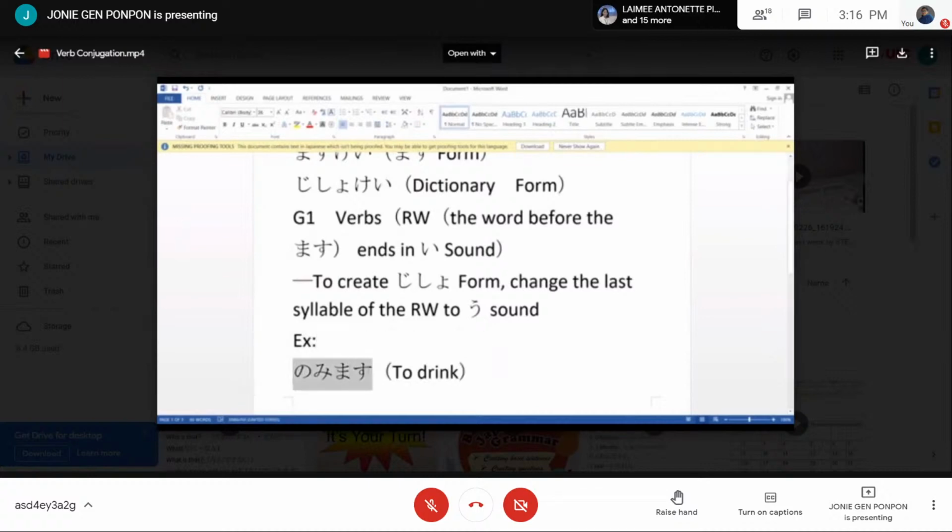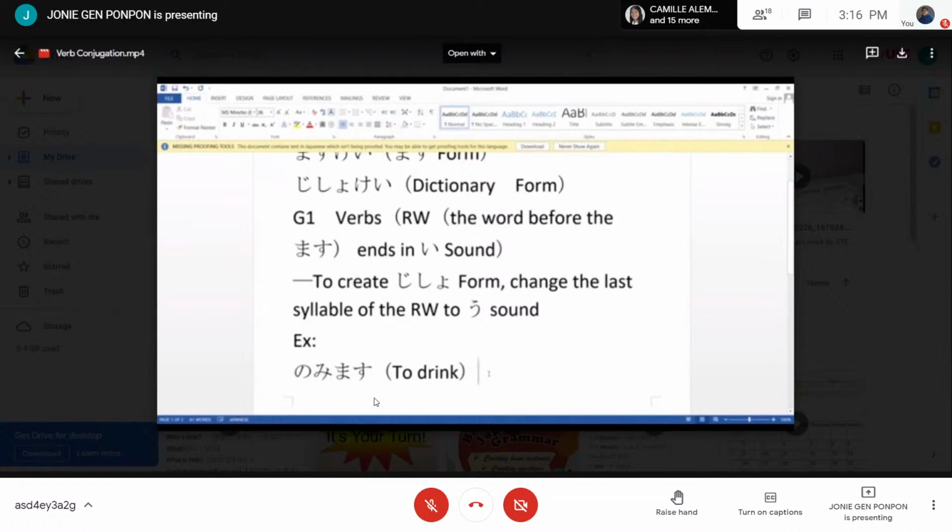Okay, nomimas. The root word before mas is nomi. Ayan. So, nag-last man siya ng i. Okay? Yung syllable niya is mi, and then that mi is ending in e sound. That's why it is in the group 1 verb. Okay? So, hindi siya special verb, ha? Okay, so, nomimas, meaning to drink, is a group 1 verb.